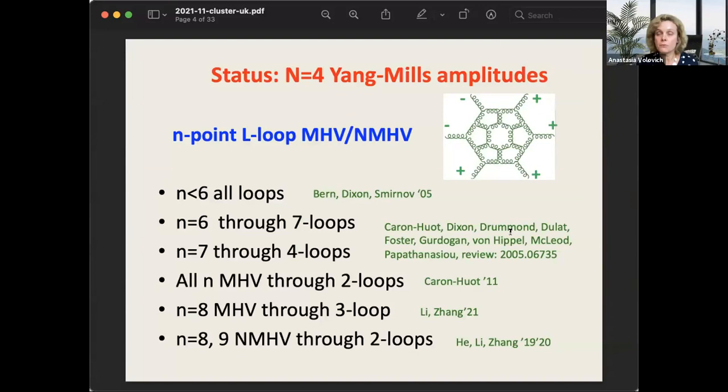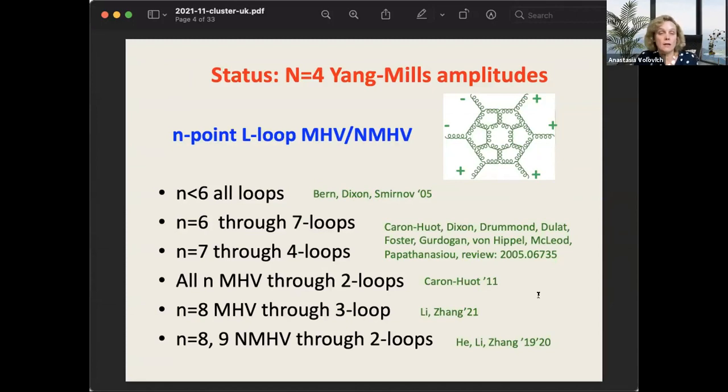Now, the recent progress came with the work by Songhee and his group, where they were able to compute a couple of new data points. In particular, they computed the 8-point MHV amplitude through 3 loops. That's a reference right here. And the 8 and 9-point NMHV amplitudes, so that's 3 negative helicity gluons, through 2 loops. As you see, as you start increasing the number of points, the computations become more and more involved. So it took quite a bit. It took a decade to have these computations done.